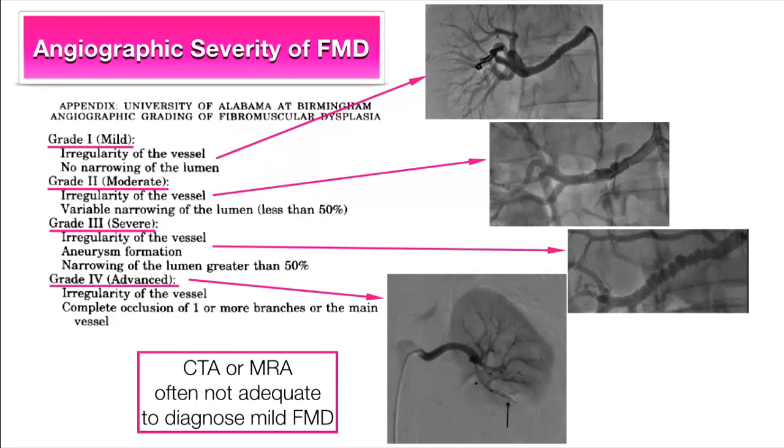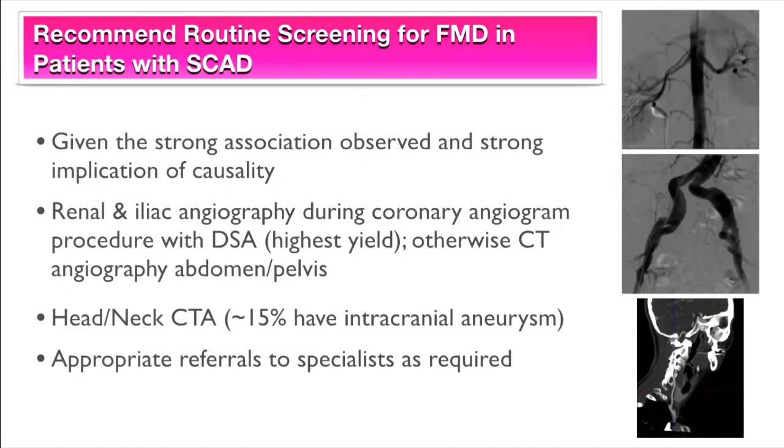which includes complete occlusion. And in many cases, CT angiogram or MR angiogram are not adequate to diagnose these mild forms of FMD. So in cases where you're just using CTA or MRA to screen, you might miss some of these cases. So what we routinely do and recommend for patients presenting with SCAD is that during their index coronary angiogram, to image the renal and iliac arteries at the same time under digital subtraction angiography, or DSA, which would provide us with the highest yield. If this is not done, then we would perform CTA instead.